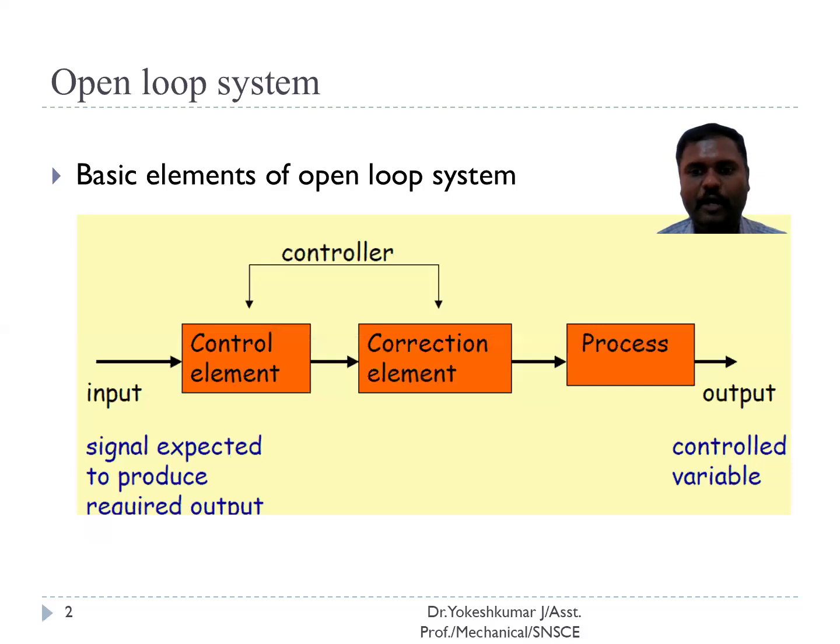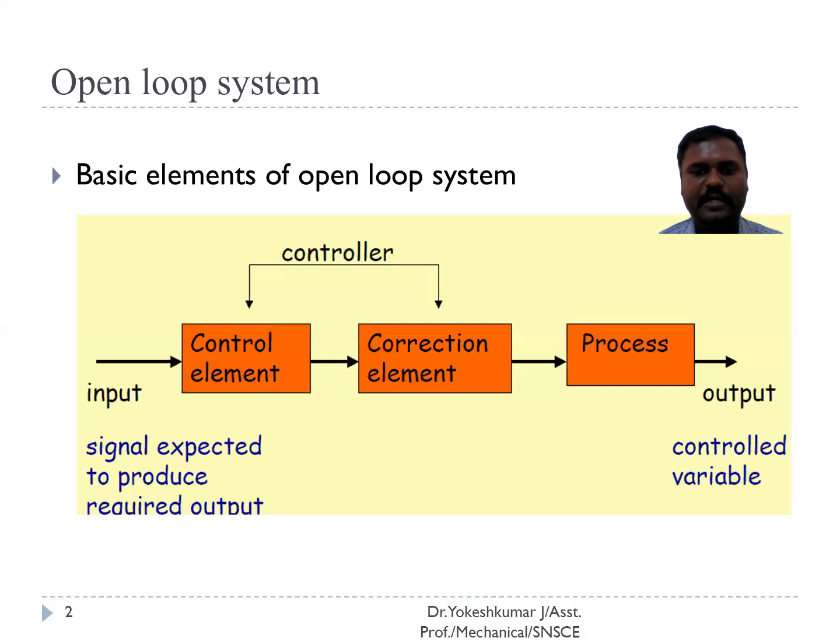Finally, we have an output. For example, heating is the process that we have to control, and the output is the increment of the temperature. Here we can say the combination of control element and correction element is called a controller. We have to supply the input for the control element and the correction element, so that the signal is produced for the required output.